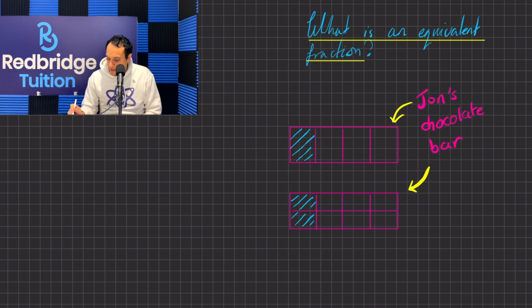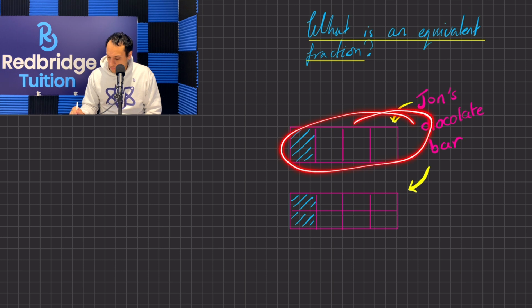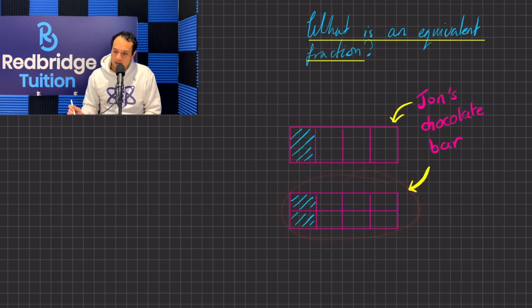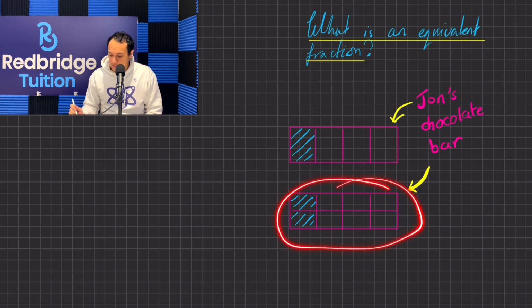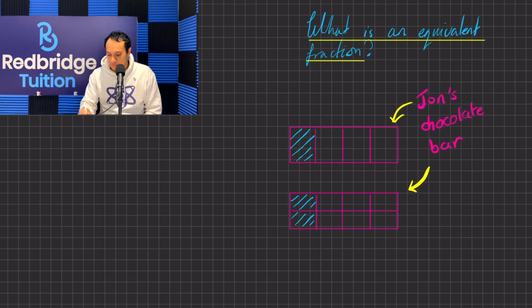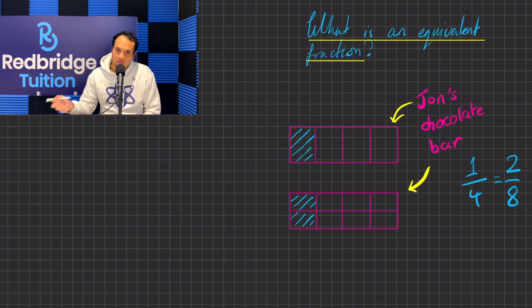Imagine that we have my chocolate bar here. So this is John's chocolate bar, and we can divide it into 4, and we could also divide it into 8 pieces. If I were to eat a quarter of this chocolate bar, that would be the same as eating 2/8 of the chocolate bar. Equivalent means the same, therefore this fraction here, 1/4, is the same as 2/8. Thus we get the name equivalent fraction.